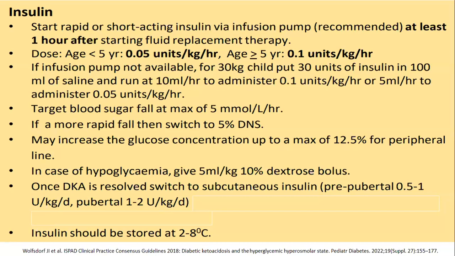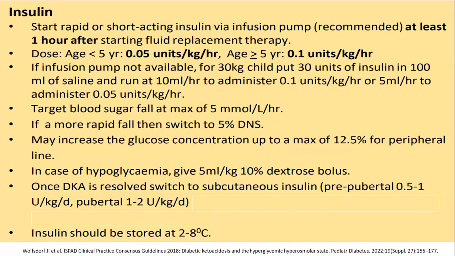And the dose, for those who are less than 5 years, 0.05 units per kg per hour. Those who are more than 5 years, 0.1 unit per kg per hour. And if you are in a center where the infusion pump is not available, do not fret. You can still manage these patients in your centers. For a 30 kg child, if you put 30 units of insulin in 100 mL of saline and run at 10 mL per hour, that would administer 0.1 unit per kg per hour. If you give that at 5 mL per hour, it will administer 0.05 units per kg per hour.